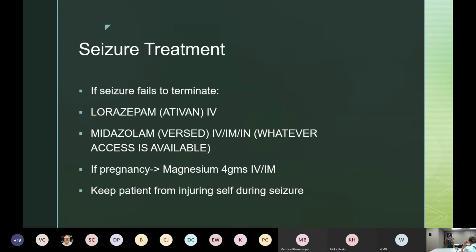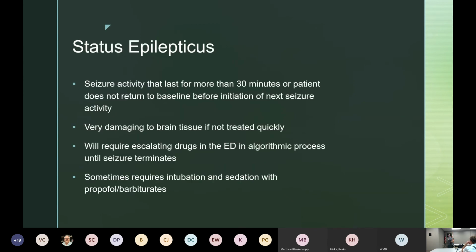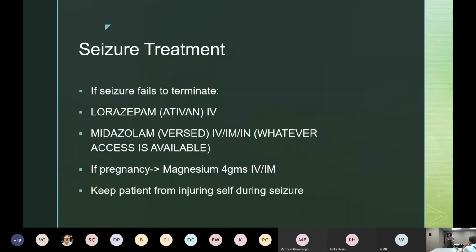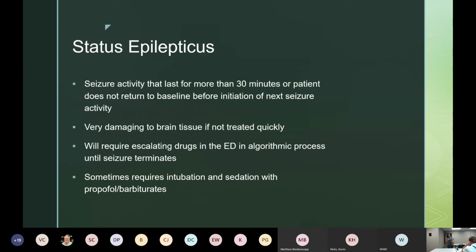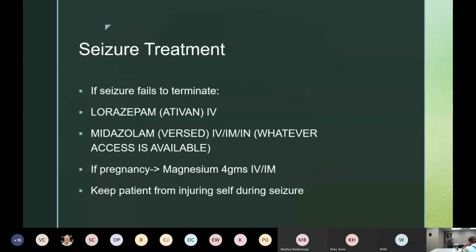So like we talked about before, if the seizure fails to terminate, if the patient's actively seizing in front of you, these are all Cat A drugs, I believe: Versed, lorazepam. Versed can be given IM or intranasally.